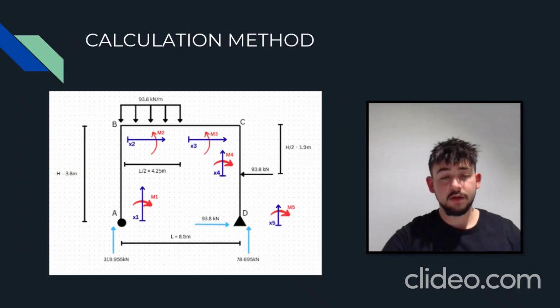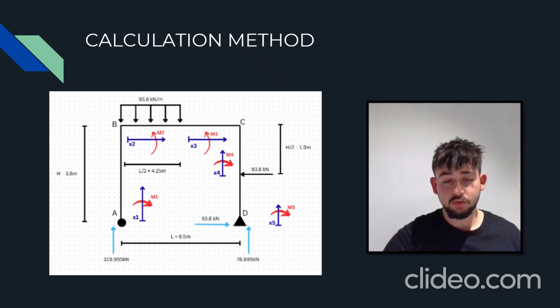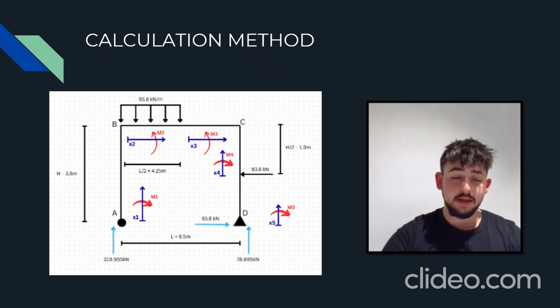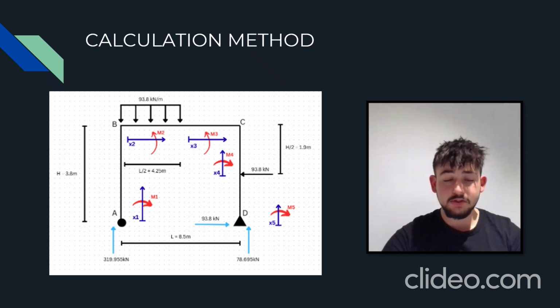To kick things off in this question, I solved the reaction forces at the 2 base points at A and D. The way in which I did this was, initially I took the moment about D, and by doing that, I was able to single out the vertical force at point D, and that hence gives the answer of 78.695 kilonewtons in the vertical direction.